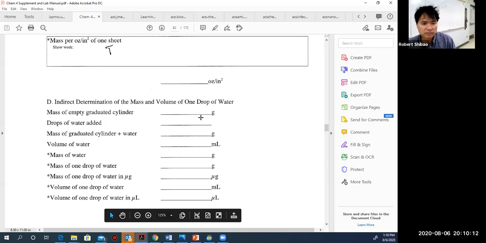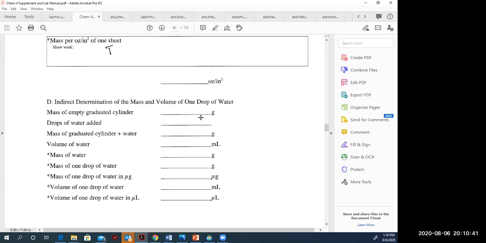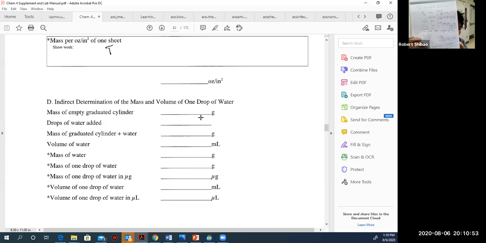On bar D, the mass and volume of one drop of water. I did those calculations here in my notebook. I just want to know what were the ones for drops of water added and then mass of graduated cylinder plus water. I don't know if they were for the same. They were the same as number A. No, this is a separate experiment. They did the dropper and everything.